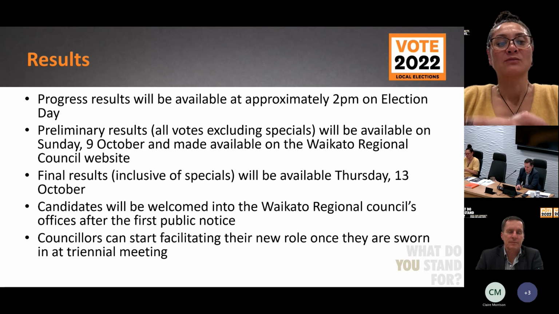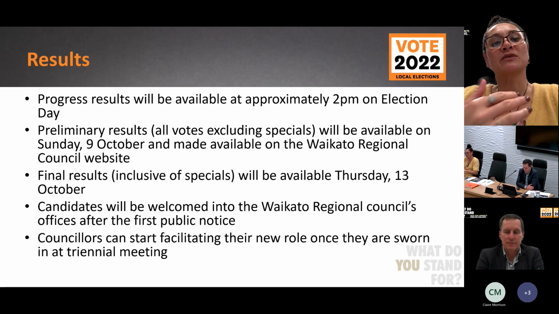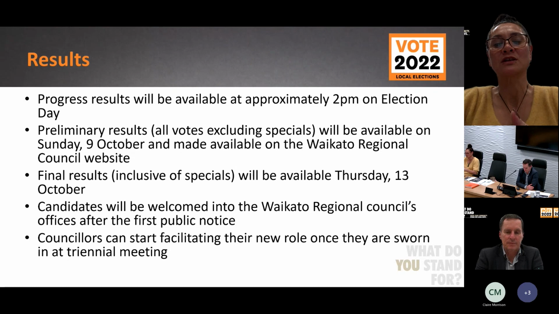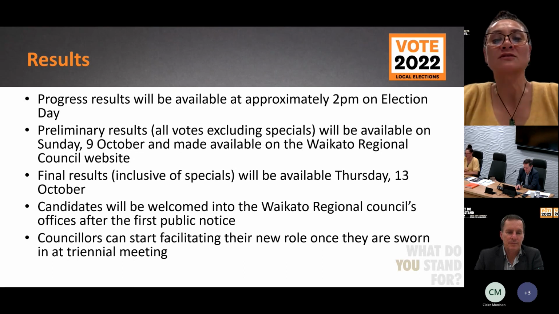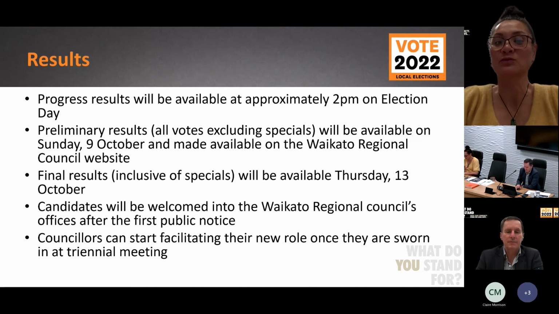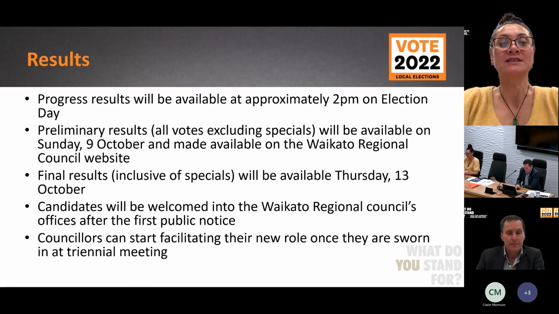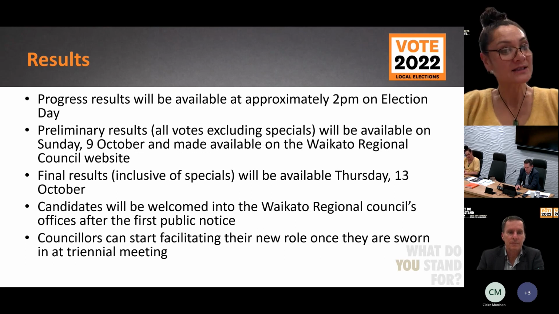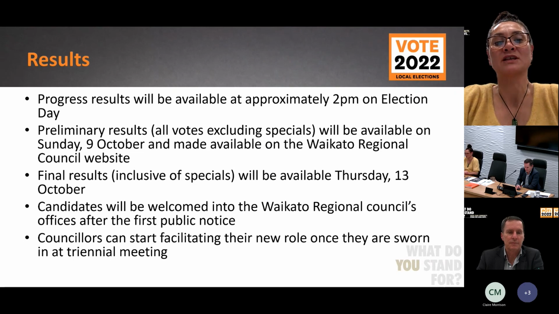Moving on to results. Progress results will be available from approximately 2 p.m. on election day, 8 October. So as you can see, we get results relatively quickly. However, preliminary results, which include all votes excluding special votes, so essentially the additional votes that are received on the election day itself, those results will be available the following day, Sunday the 9th of October. And then the final results, which are the most important results, they are all the results which include special votes, should be available by Thursday the 13th of October. All successful candidates can officially act in their capacity as elected members once they are sworn in at a formal meeting of council. This meeting is called the Triennial Council Meeting.